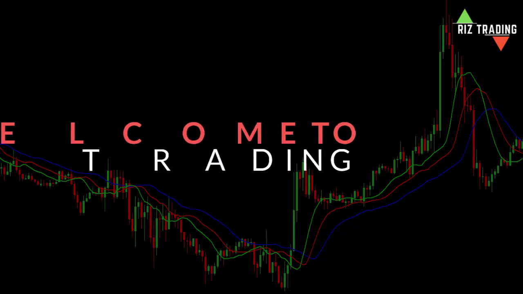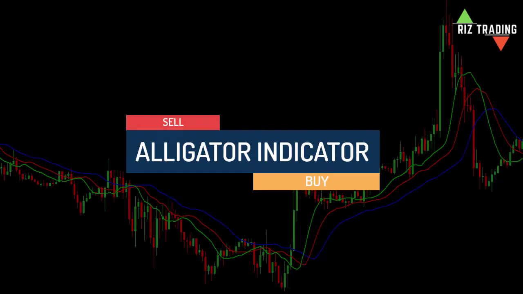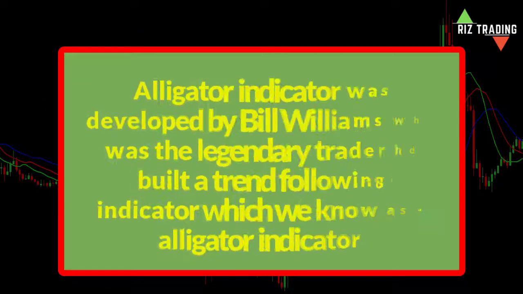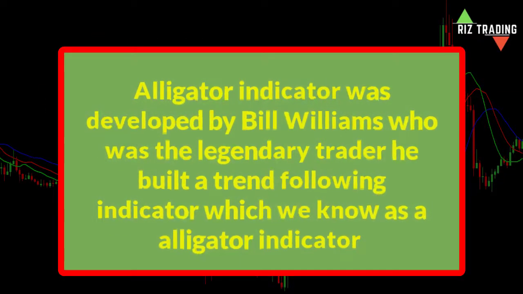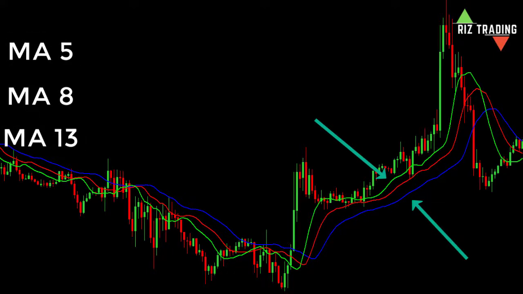So in today's video we are going to talk about the alligator indicator and a simple strategy to make this indicator work perfectly. The alligator indicator was developed by Bill Williams, who was a legendary trader. He built a trend following indicator which we know as the alligator indicator. It is a technical analysis tool. We use three simple moving averages. Those moving averages are set as 5, 8 and 13 period, and these three moving averages are known as the jaw, teeth and lips of the alligator.